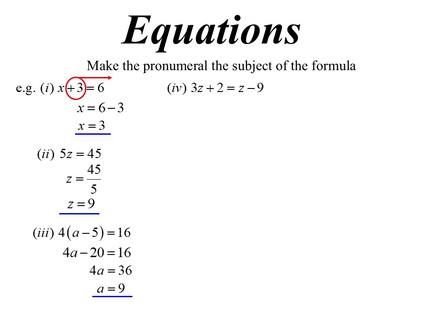Then we said, hey, let's make them look a little bit harder. There's z's on both sides? Oh no, not a problem. I'm going to move the 2 over to the right hand side. I'm going to move the z to the left hand side. There it is, 2z equals negative 11.